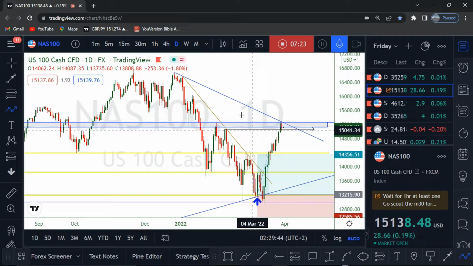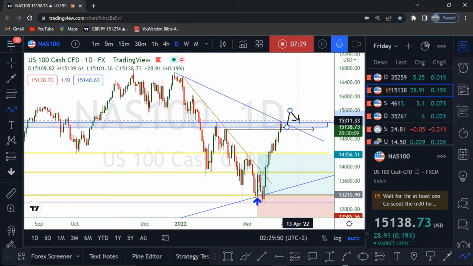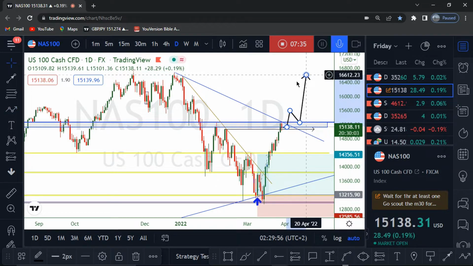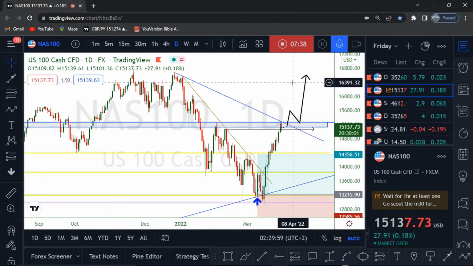Now, have we got all the confirmation to start selling? No, we don't. Of course, the market could still do this, right? It could, because it can do whatever it wants to do, right? If it does this, still okay.